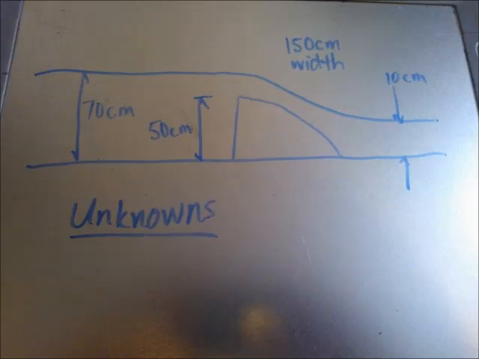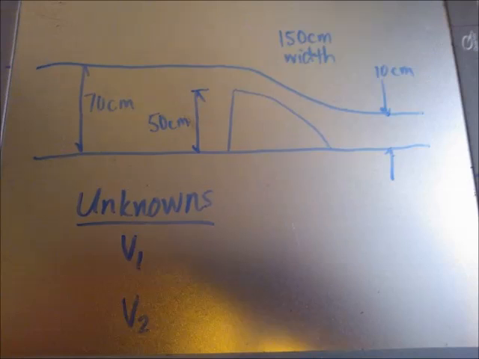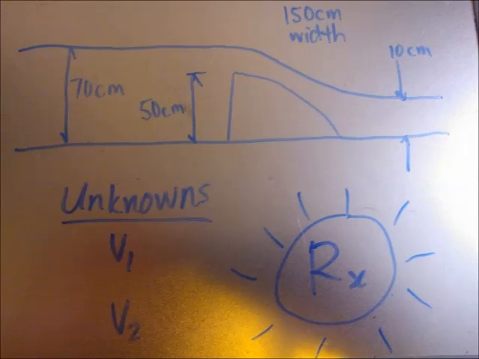We'll start off with identifying the unknowns. We have the velocity at the left side, the velocity at the right side, and the big kahuna, the reaction force of the obstruction. So since we have three unknowns, we need three equations.